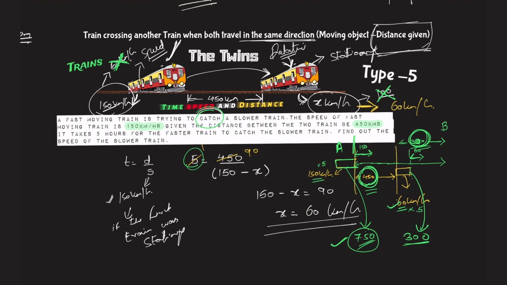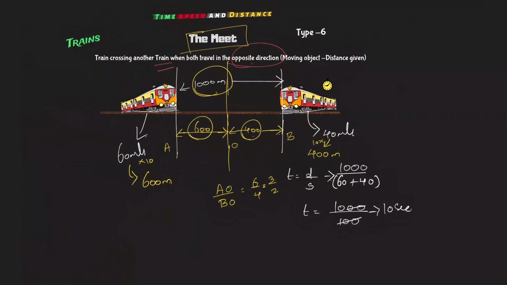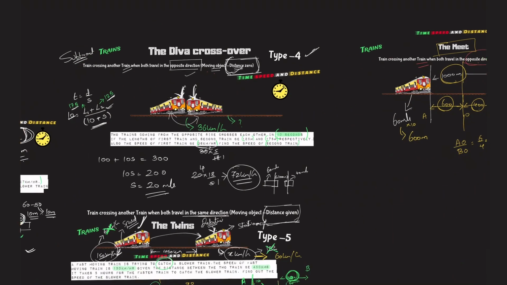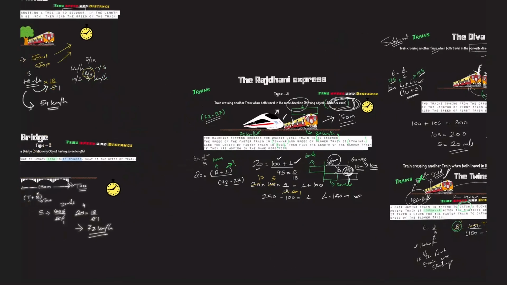and that's why you subtract the speed in this case. And then we saw the last type, which was meet. Two trains traveling in the opposite direction, so you add the speed because they are adding on to the distance which they are traveling. Okay, and that's how with the 6 episodes of the meet, the Diva crossover, the twins, the Rajdhani Express, the bridge and the terminus, we finish with the types on trains.